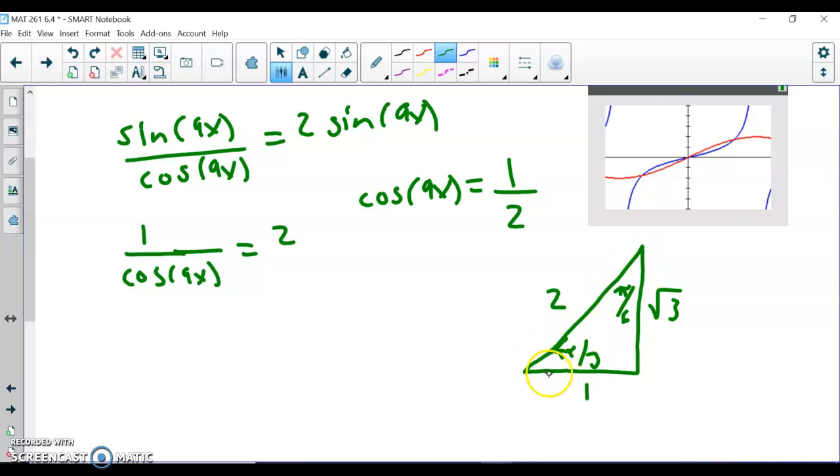Anyways, the cosine of pi over 3 is what gives us a half. So that means that 9x must be equal to pi over 3, right? In which case x itself is pi over 27. Now, this is something you could miss, potentially, if you don't already have the graph ready to go.